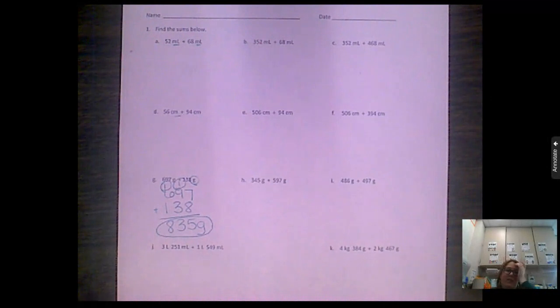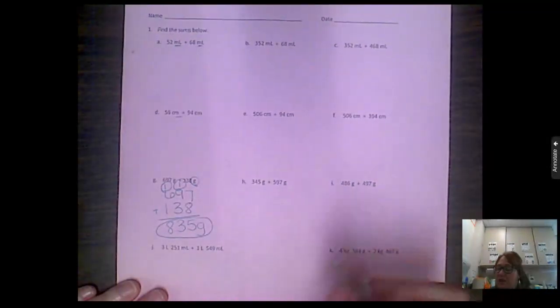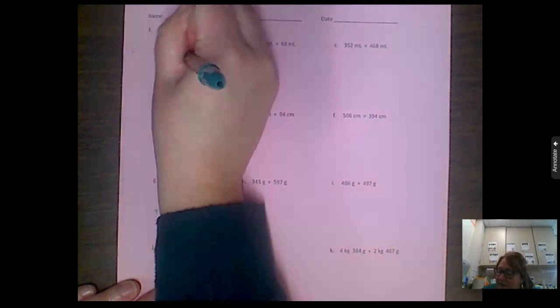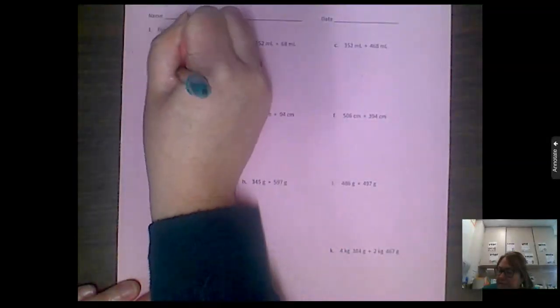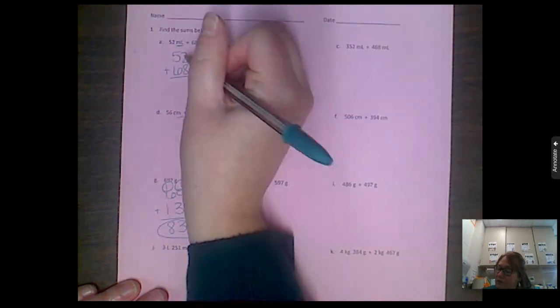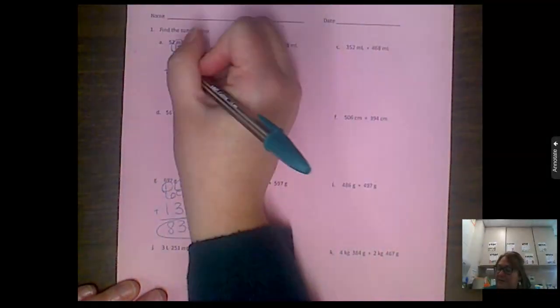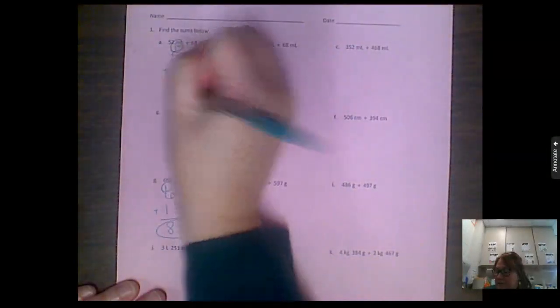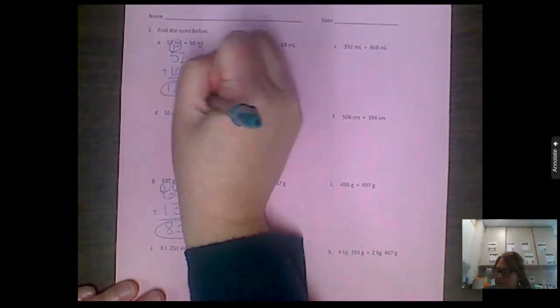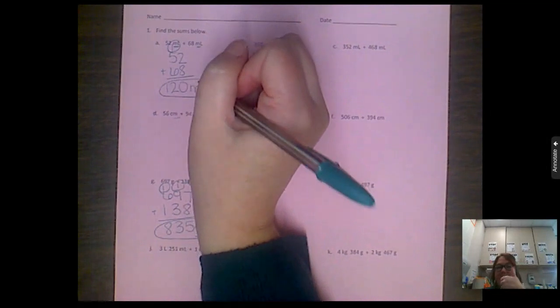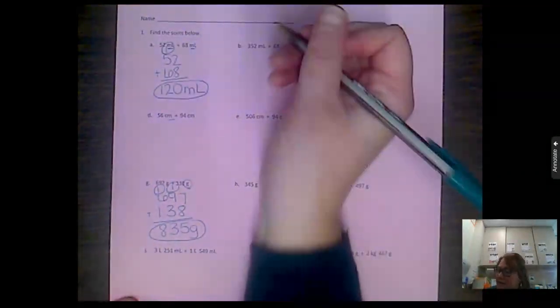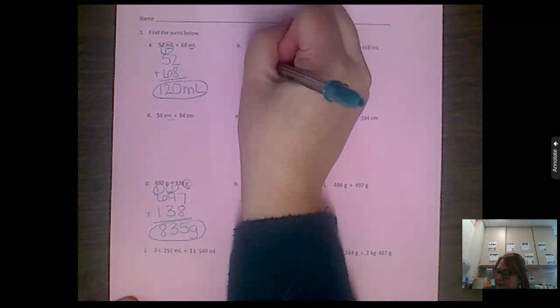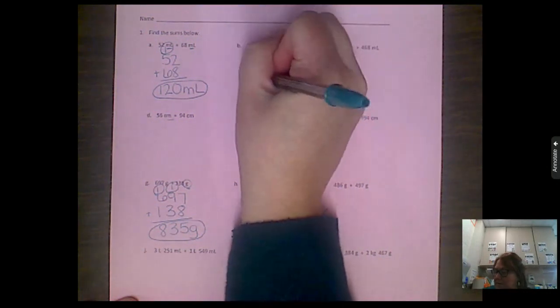Okay, boys and girls, so we are ready to check. So I'm going to start right at A, and I've got 52 plus 68. 2 plus 8 is 10. 0, carry the 1. 5 plus 6 is 11. Plus 1 more is 12. So 120 milliliters. How'd we do with that one? Good. So B is 352 plus 68.